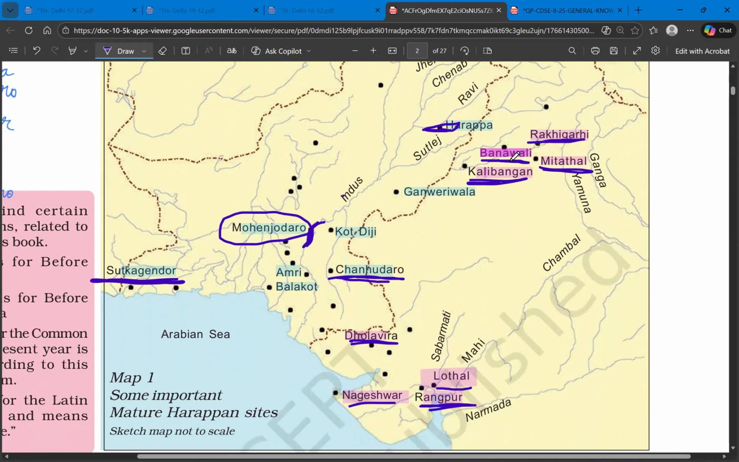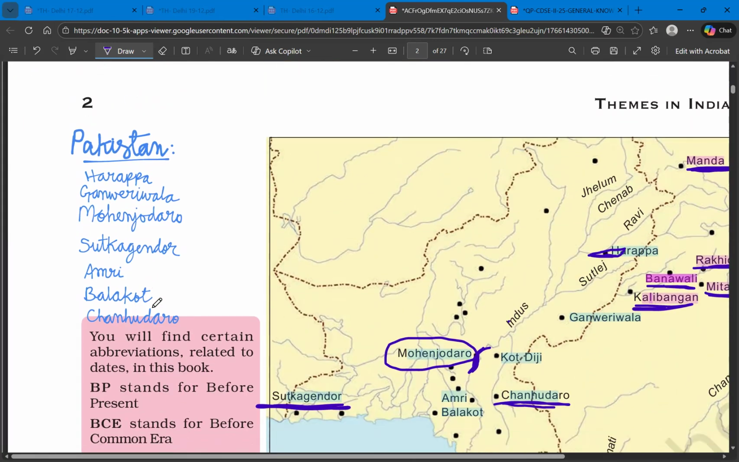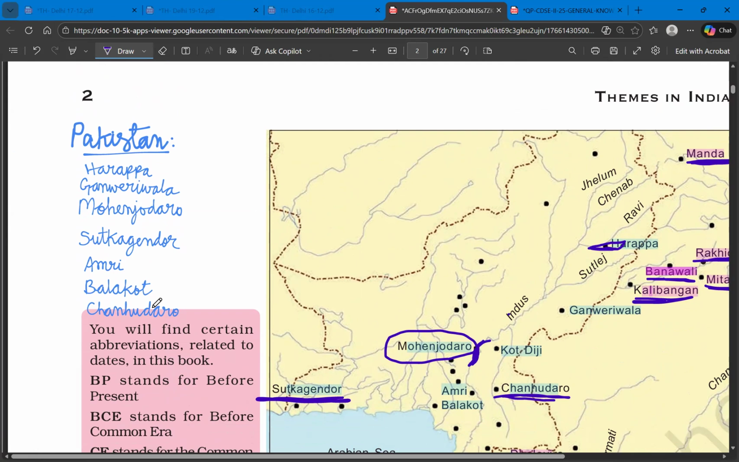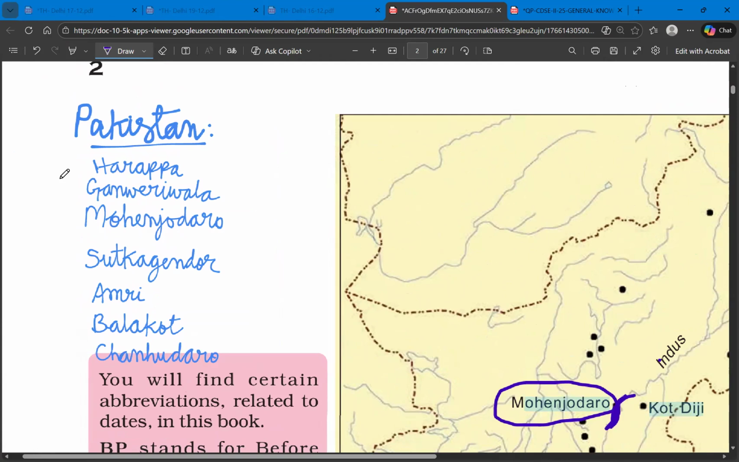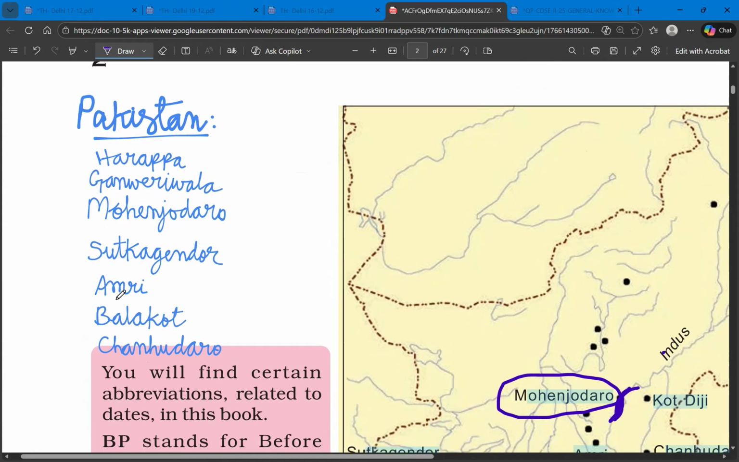So these are the sites that are in India, and those highlighted in blue are in Pakistan. So let's go through the sites that are in Pakistan so that it will be easier to remember the remaining sites as they will be in India. In Pakistan, we have Harappa, which is on the banks of Ravi, and then Ganveriwala, and next Mohenjo-daro, Sutka Gendor, Amri, Balakot. I think everybody is aware of Balakot because of the 2019 Balakot air strike, so no need to remember that.